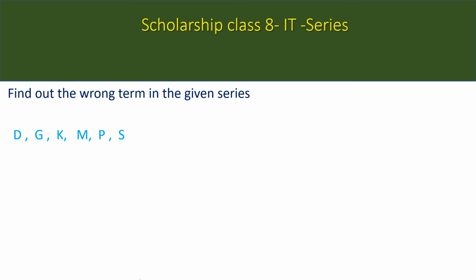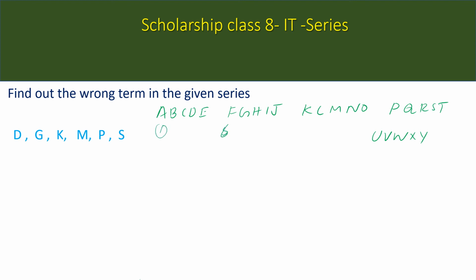So it will be with reference to the position of it. So let me write the alphabet series. A, B, C, D, E, F, G, H, I, J, K, L, M, N, O, P, Q, R, S, T, U, V, W, X, Y. This is first, this is 6th, this is 11th, this is 16th, this is 21st.